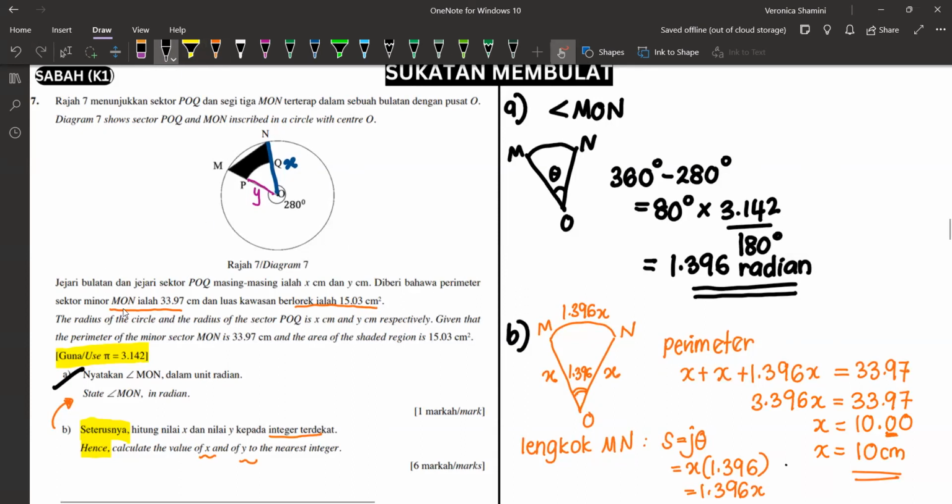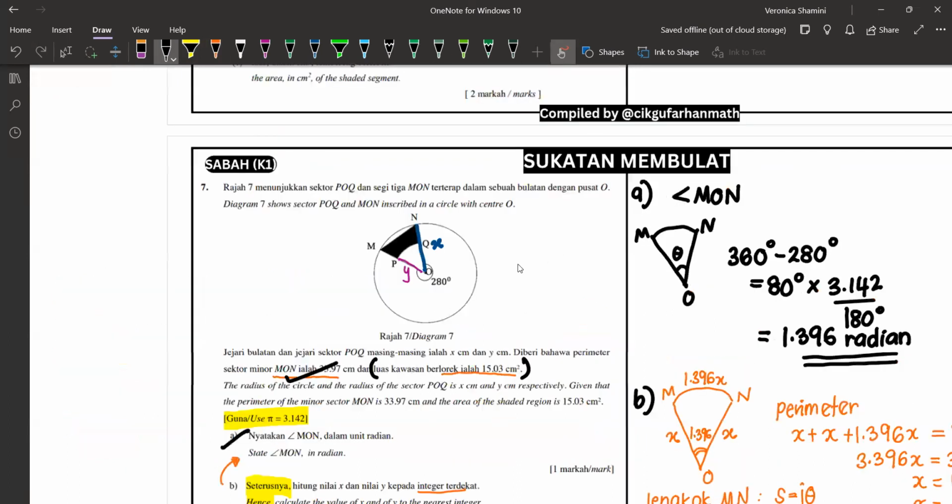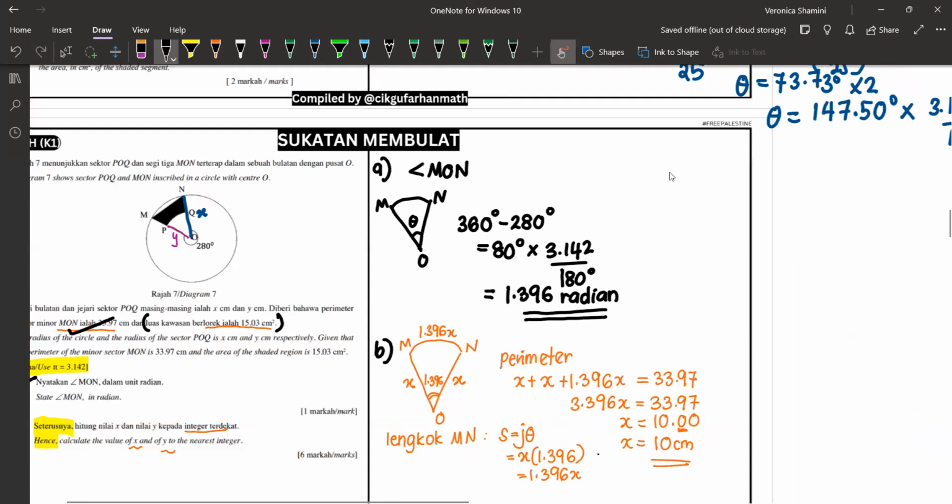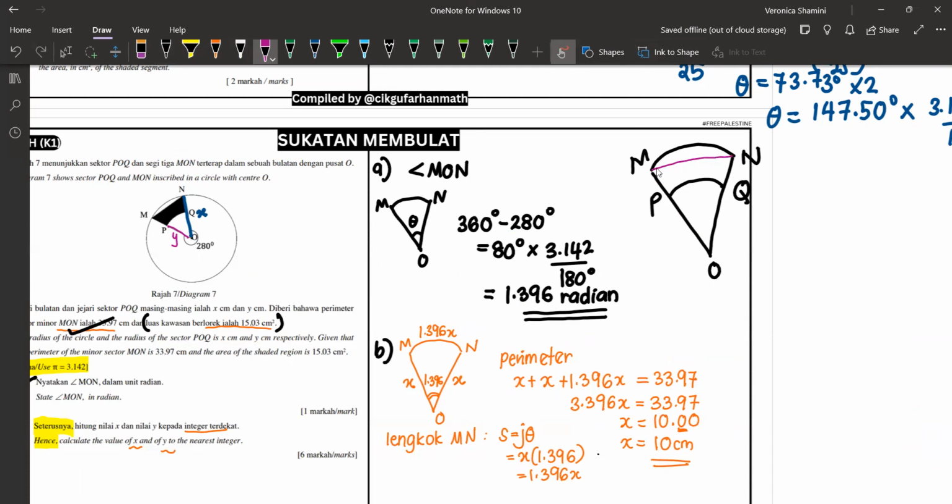So, that means kalau dah guna information perimeter, untuk cari Y, you have to use the luas. Okay, luas kawasan berlorek is a bit tricky here. You tengok teacher just lukis balik so that we can see. Ni M-O-N, correct? Lepas tu dekat sini ada P-N-Q. Ini pun sektor juga. But here to here is a straight line, kan? Ni straight line. So this part sahajalah. This part sahaja should be 15.03.